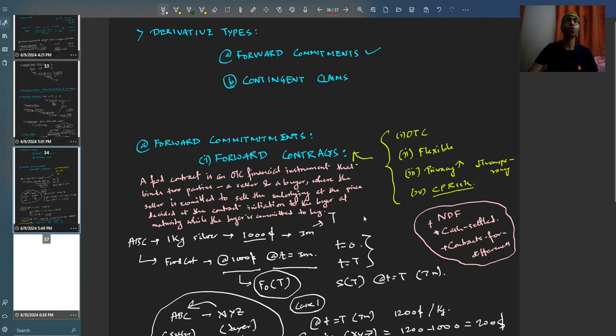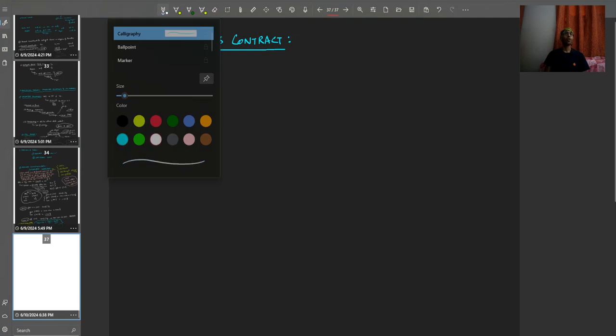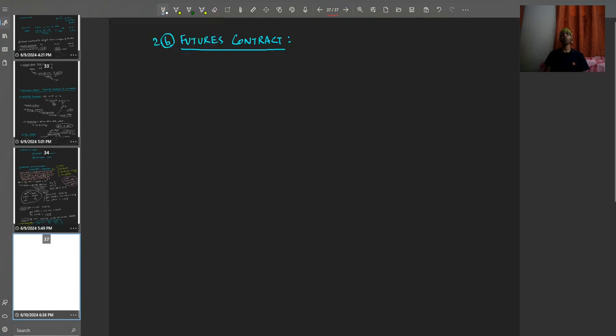Now we will move to a second kind of forward commitment, which is more standardized and exchange based. So that is called the futures contract. Let's discuss that, friends. Now we will try to understand what is a futures contract through an example, friends. So as we know, futures contract is basically something that happens in an exchange, right? The exchange works as the clearinghouse and gives credit guarantee.